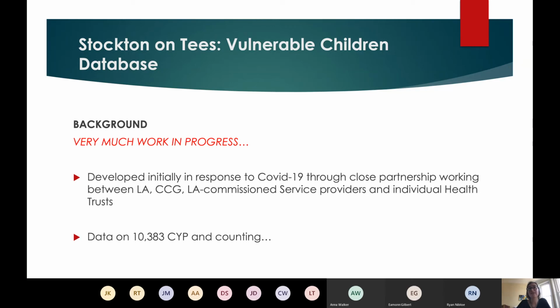So this is from them, very much a work in progress. They have managed to pull together data. Initially, quite a lot of it was a sort of paper trawl from the individual services, but now it's being done electronically on over 10,000 children and young people and counting. And they've achieved this by really close partnership working between the local authority, health and local providers.